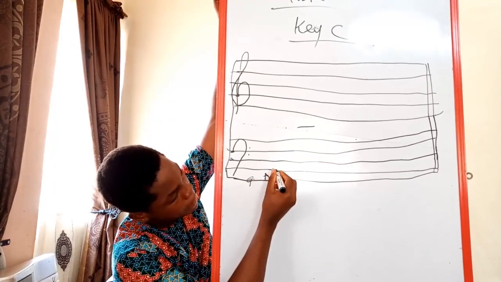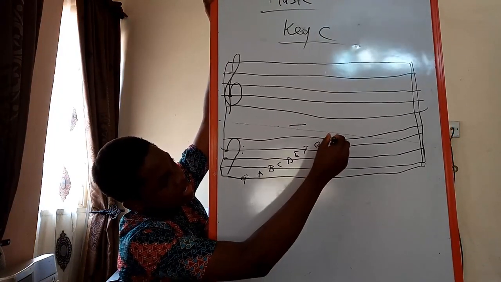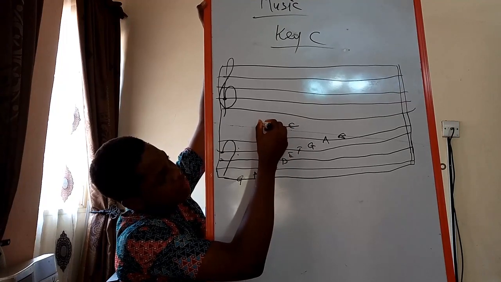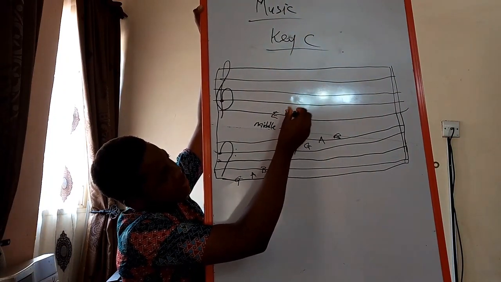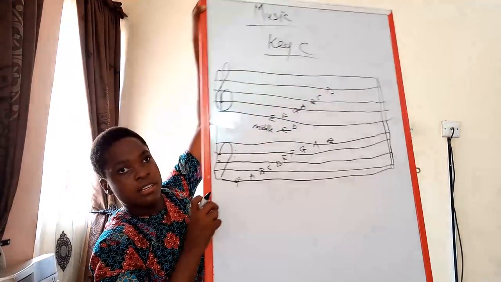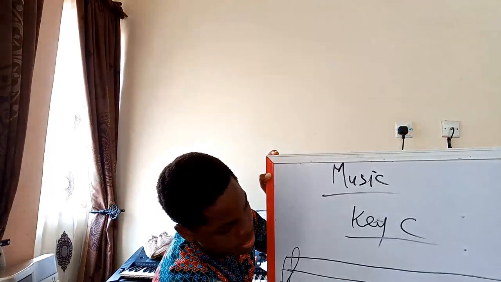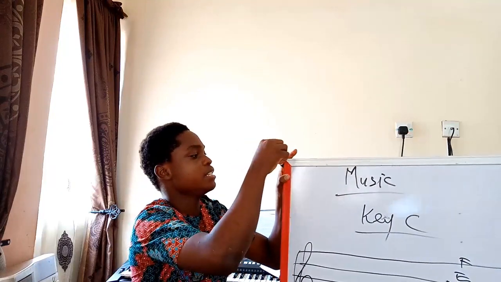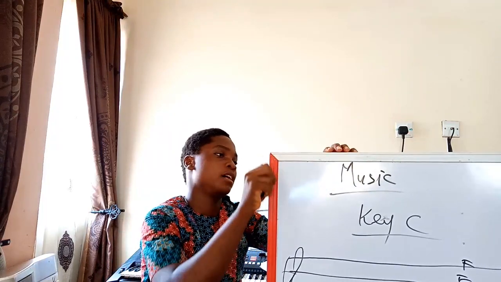so G, A, B, C, D, E, F, G, then we'll go again, A, B, C, this is the space, I will call it the middle C, then we'll go to D, E, F, G, A, B, C, D, E, and F. Okay, so with this, we can now easily number and know where the distance is.